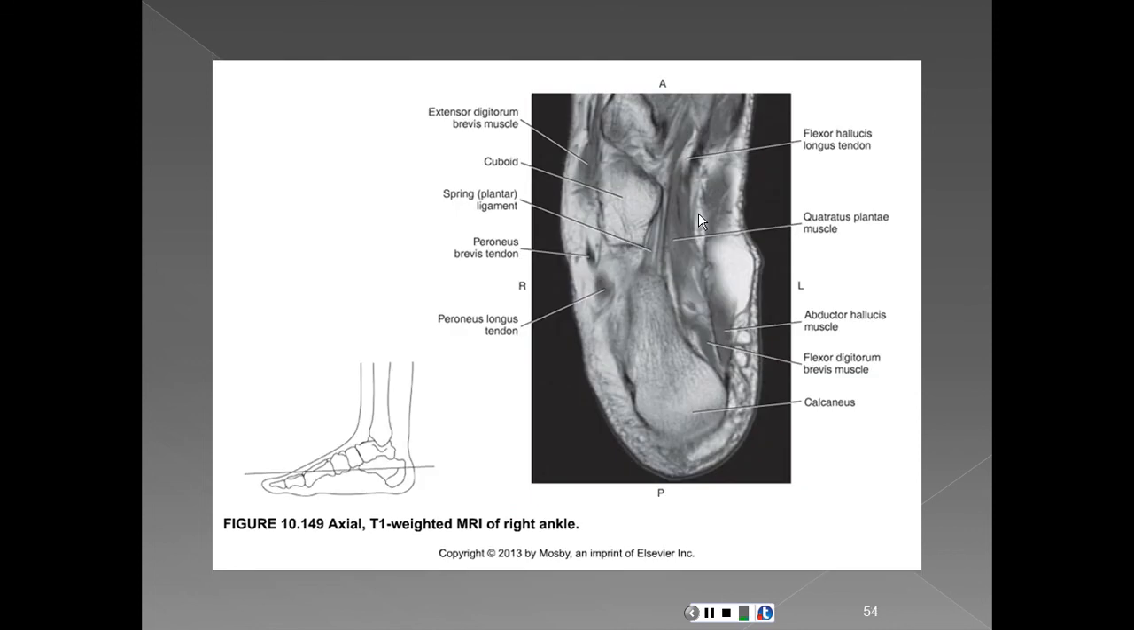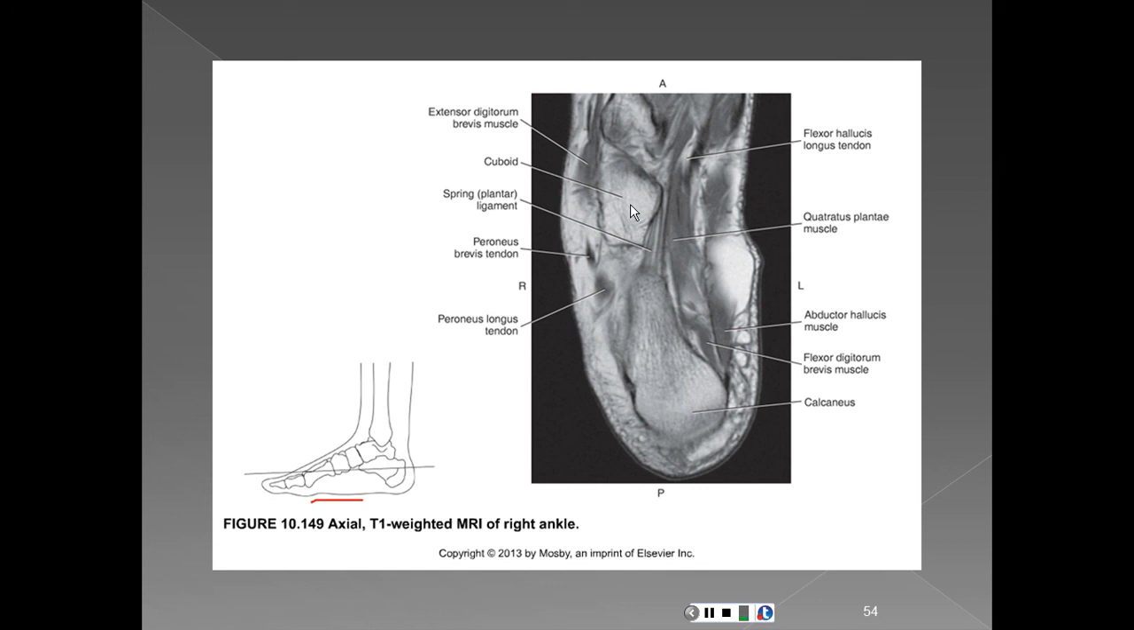So, axial T1 weighted MRI of the right ankle. Again, orient yourself to what you're looking at here. You're going to be in bone at a point, then in soft tissue, and then back in bone. Good picture of the cuboid there.